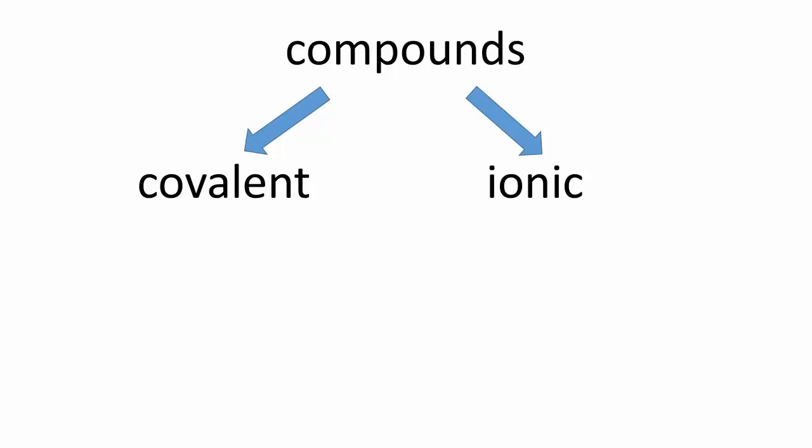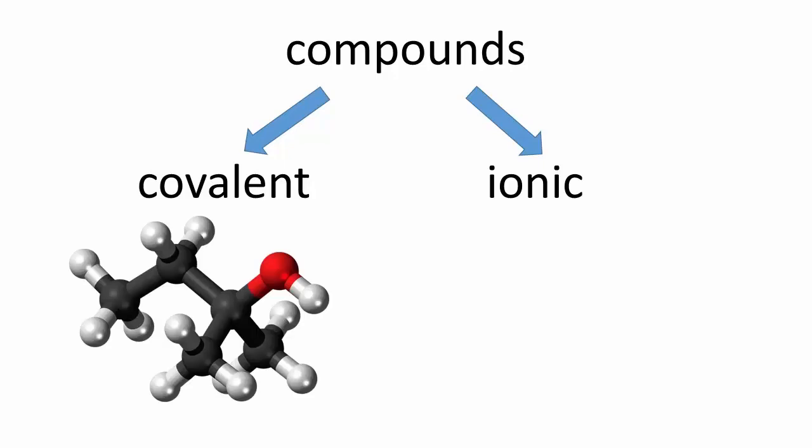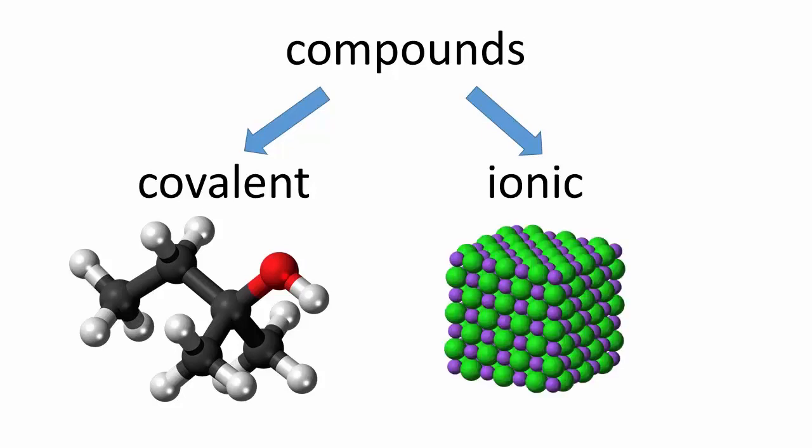Compounds can be separated into two major categories: covalent compounds and ionic compounds. Covalent compounds have distinct molecules with a precise number of atoms of two or more elements arranged in a precise three-dimensional structure. Ionic compounds consist of a three-dimensional lattice of negatively charged ions called anions and positively charged ions called cations.